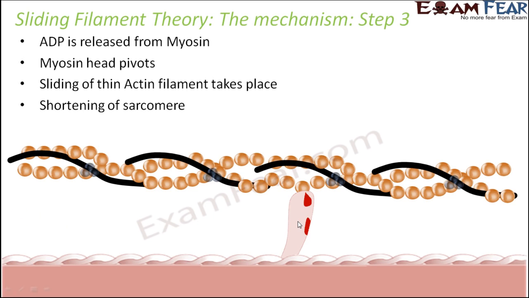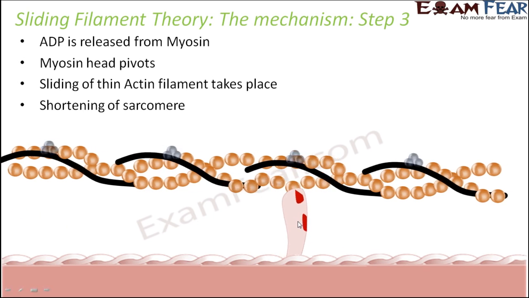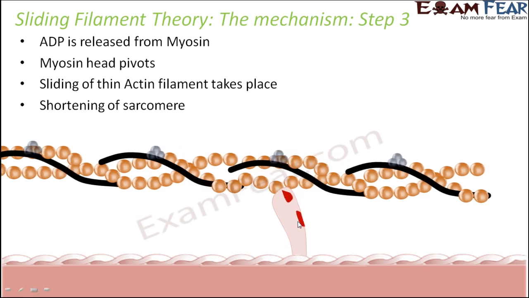The myosin head pivots. That is, the myosin head tends to get inclined in this direction, which causes a sliding of the thin actin filament. Now this actin filament is very thin when compared to the myosin filament. When the myosin head pivots, the actin also gets slid. So what happened as a result? The actin filament was slid in this direction and this results in the shortening of the sarcomere.